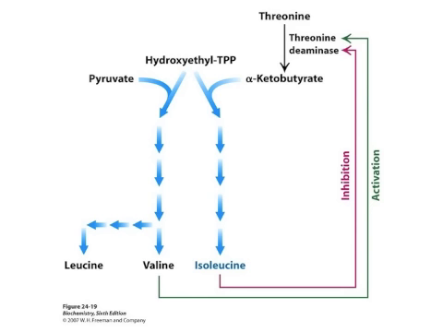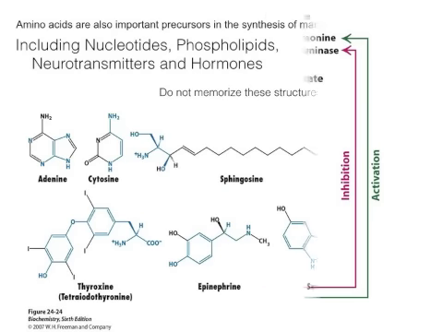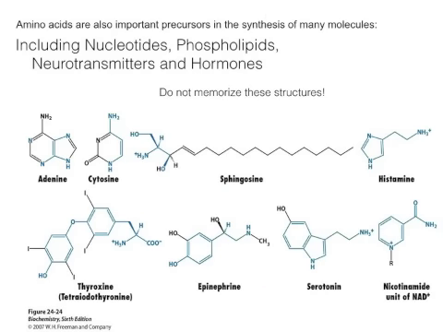As isoleucine increases, it inhibits threonine deaminase to decrease the amount of alpha-ketobutyrate that's available to enter the system. This means that the left-hand portion of this pathway is going to catch up, and once the left-hand side is caught up, valine feeds into the system to turn up threonine deaminase so that more alpha-ketobutyrate is produced. In this way, both sides of this pathway are regulated so that we get relatively equal amounts of leucine, valine, and isoleucine.